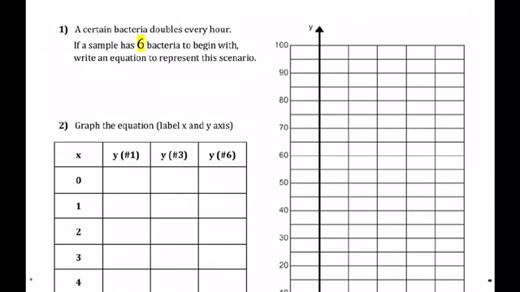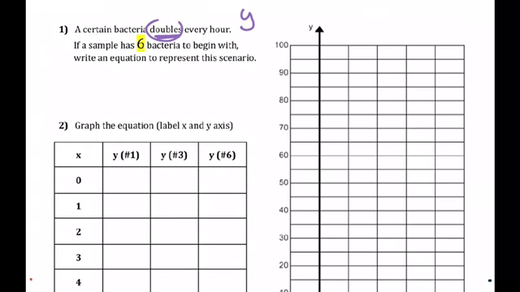Okay, we're going to try another one. The next question says a certain bacteria doubles every hour. In the last lesson we learned about compound interest, and what I see all the time is students want to use compound interest for everything. Notice that we're not talking about money here, and we're not talking about compounding. So don't use the compound interest formula.